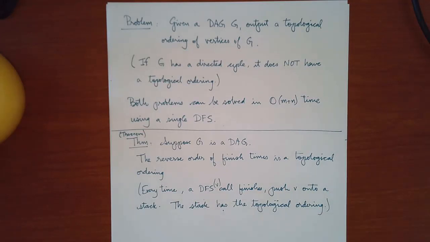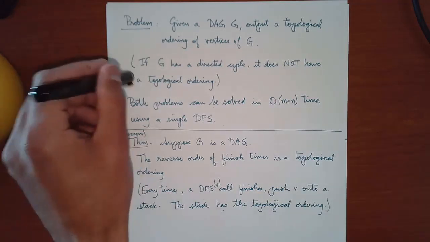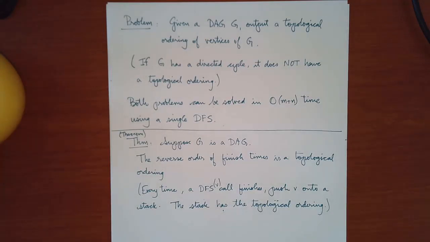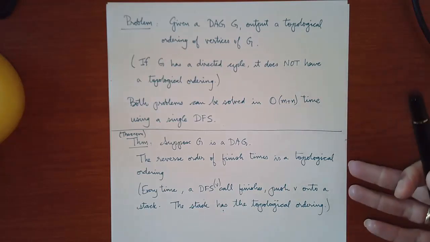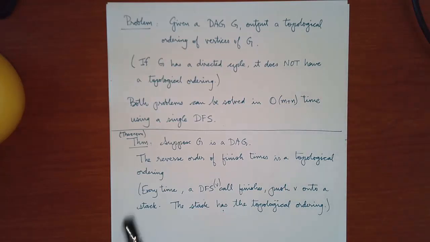Okay? So in linear time, I've told you how to solve the second problem, and I need to tell you the first problem. But I will talk about that. But is this clear? It says the reverse ordering of finish times is a topological ordering.